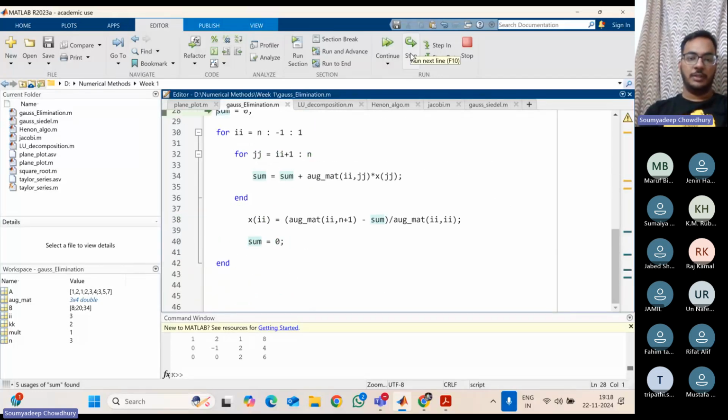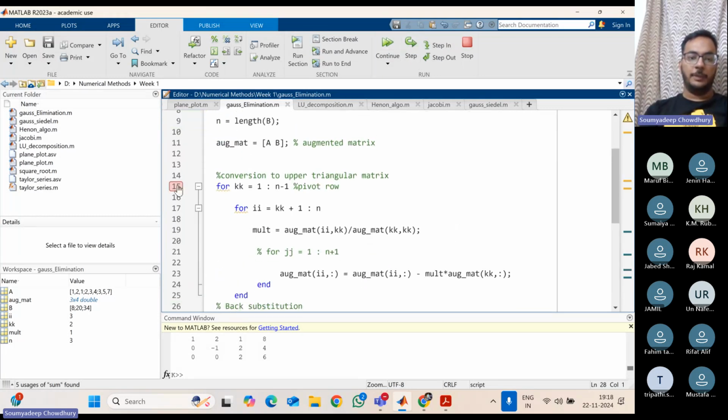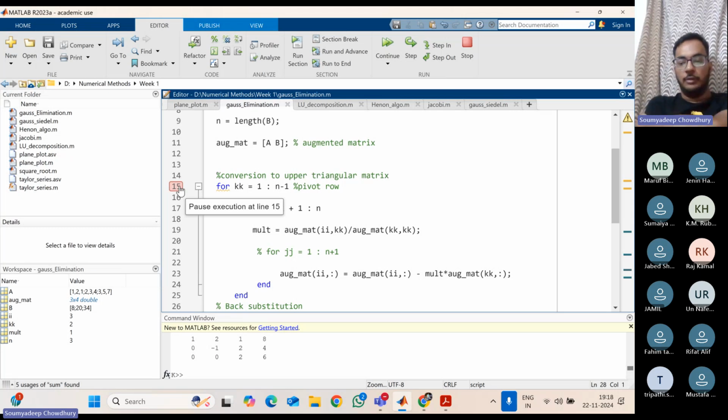This one also you can check how it is being evaluated by this step command. You have to use the breakpoint at a particular line. So breakpoint means, see here, if I put a red mark here, it will pause the execution at this line, and then it will show you step by step how it is happening.